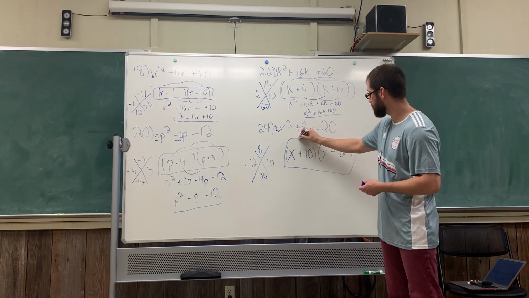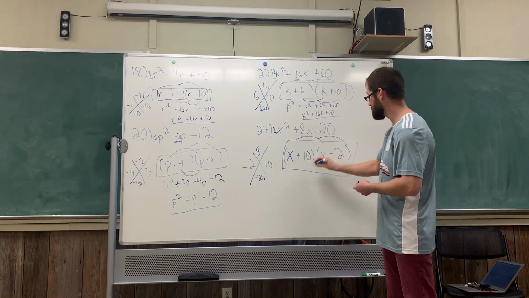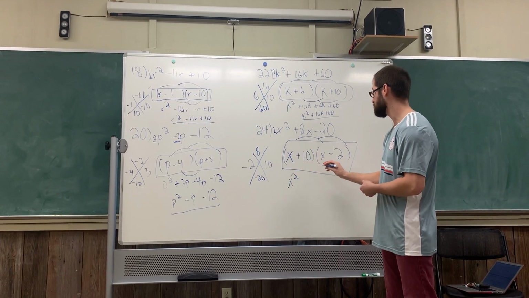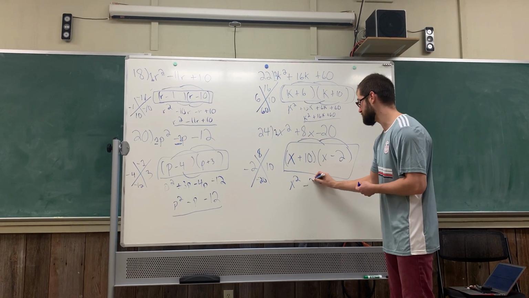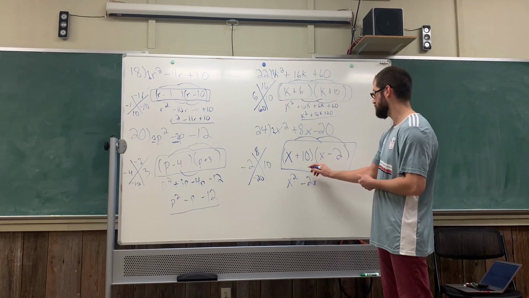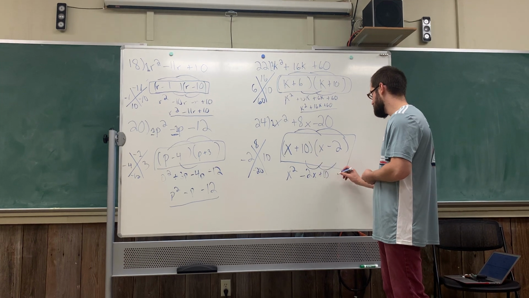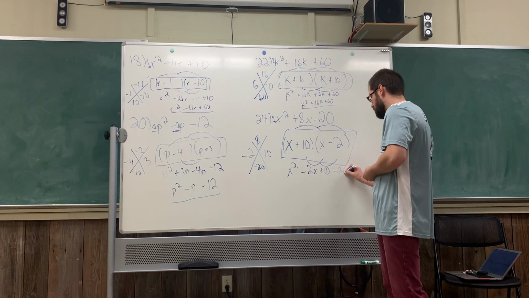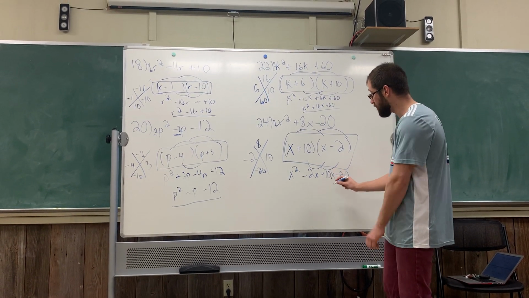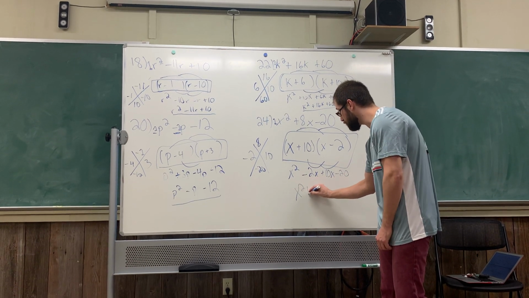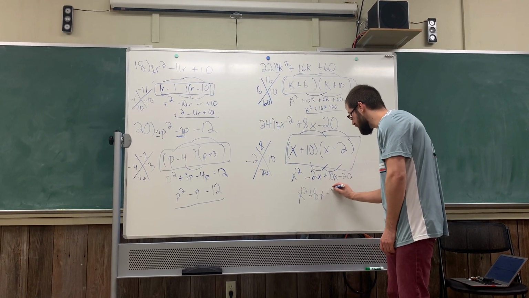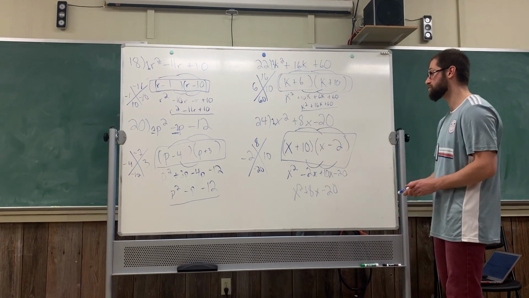And now what do we have here? I'm going to check. X times x is x squared. X times negative 2 is negative 2x. 10 times x is 10x. And 10 times negative 2 is negative 20. I'm going to combine like terms. X squared plus 8x minus 20. That's what I started with.